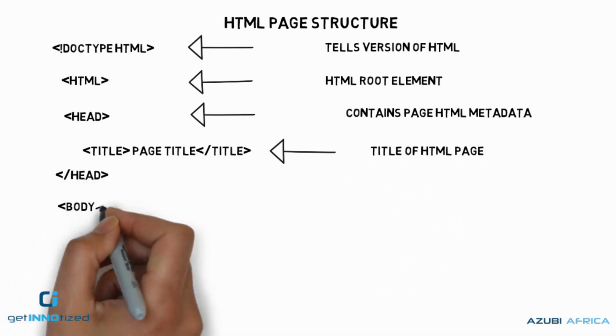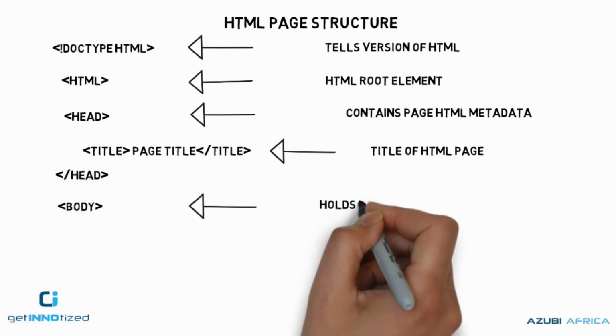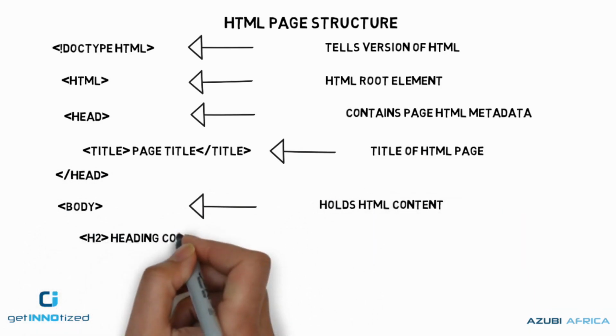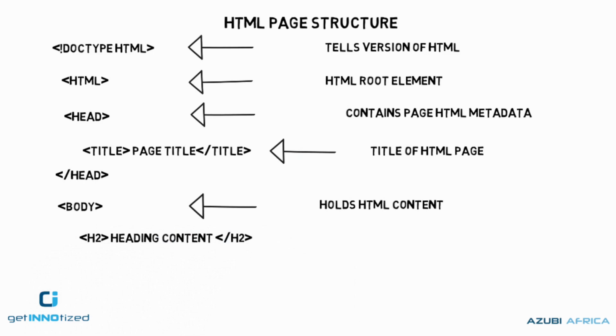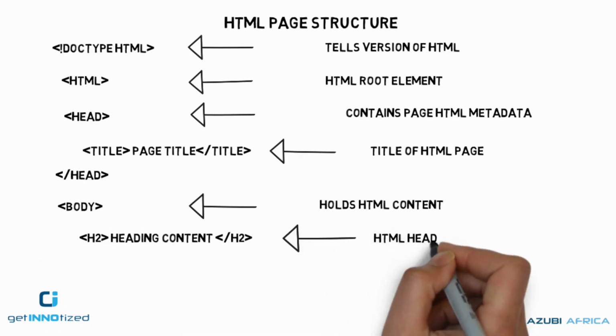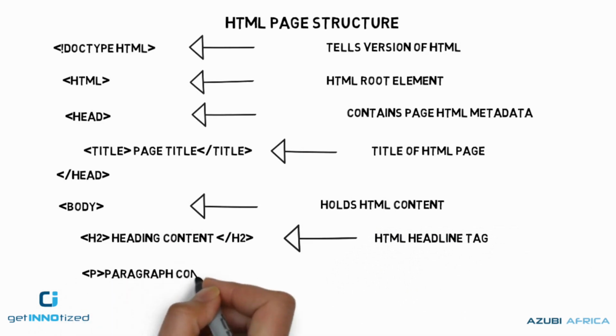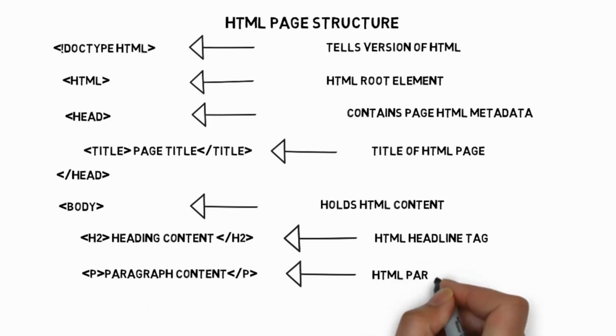Then we have the body tags. The body tags hold the meat of our website and hold the majority of the content we see on each website. Within our body tags, we have header tags, we have paragraph tags, we have image tags, etc. So what we see in front of us is how a basic website is coded using HTML.